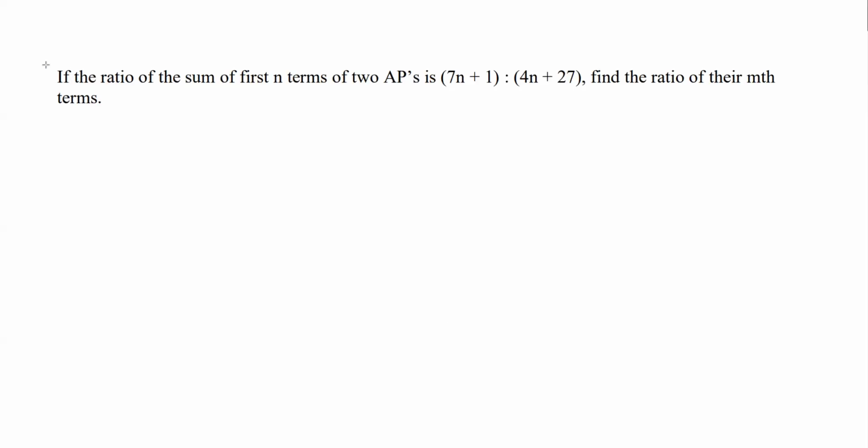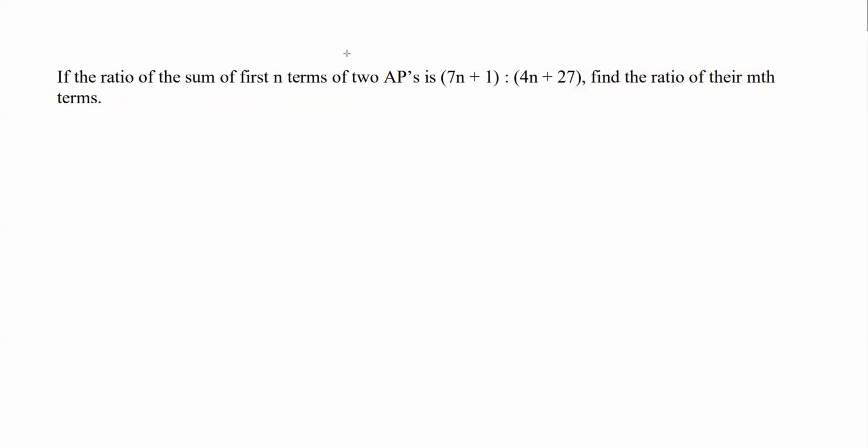In this question from arithmetic progression, it says the ratio of the sum of first n terms of two APs is this. Two different APs are given, and the ratio of their sums of first n terms is given. We have to find the ratio of their mth terms.